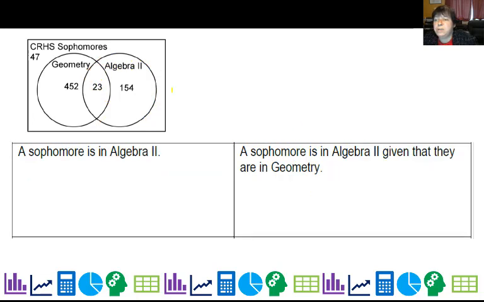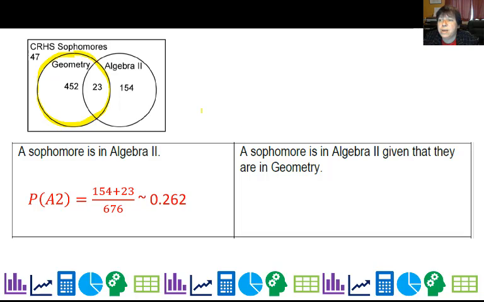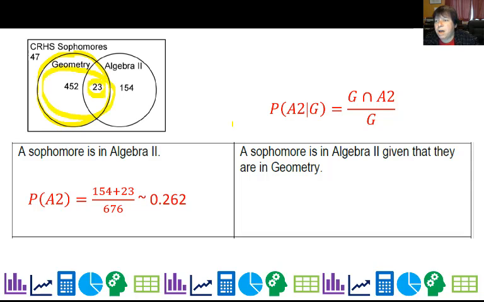Now the probability that a sophomore is in algebra 2, that would be there are 23 plus 154 students out of 676, so I get 0.262. That they're in algebra 2, given that they're in geometry, so that's this circle right here is my given. I ignore everything outside of it. And so I will have 23 students out of the 475.